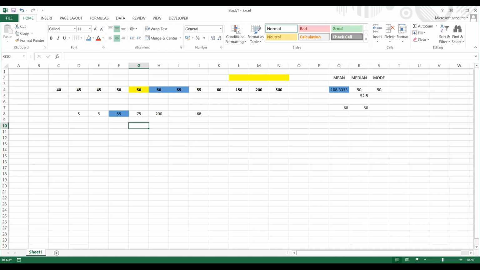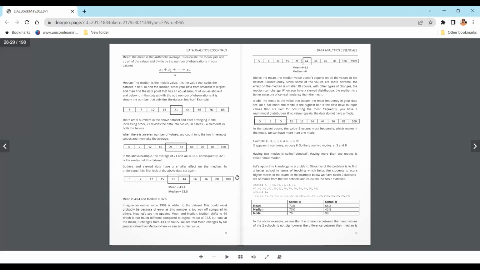So just a second, we'll move back to our notes. Okay, so this is what median will tell you. Now let's see here. There is data from two schools, school A and school B. So you have mean, median, and mode. Now, what do you understand from this? Does this tell you anything?